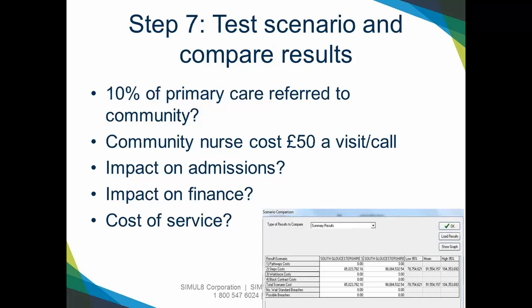Okay, so let's run a scenario now. What we're going to do is look at that scenario of more people who go to primary care, who would otherwise have been referred on to emergency services, well, the hospital really, or walk-in centres, being referred to a community service. So a community nurse, we're going to say, costs £50, and we want to have a look at the impact on admissions, the impact on finance, and the cost of the service itself.